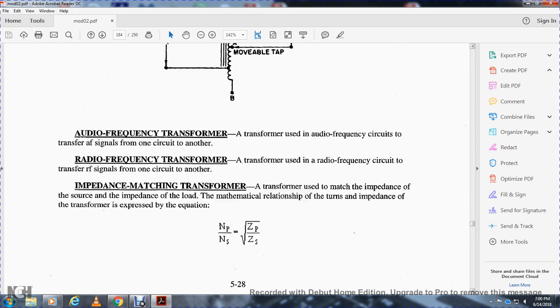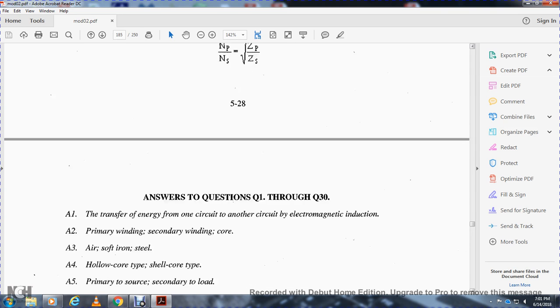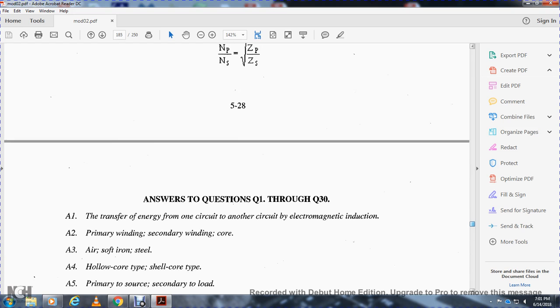Impedance matching transformer: a transformer used to match the impedance of the source to the impedance of the load. The mathematical relationship for the number of turns and impedance in the transformer is expressed as: the number of turns in the primary over the number of turns in the secondary is equal to the square root of the impedance in the primary over the impedance in the secondary. And that completes the chapter.